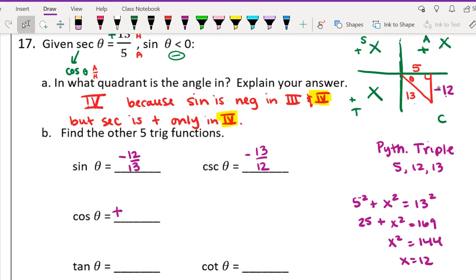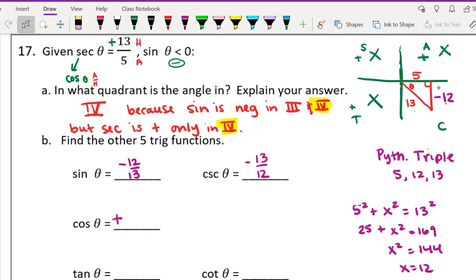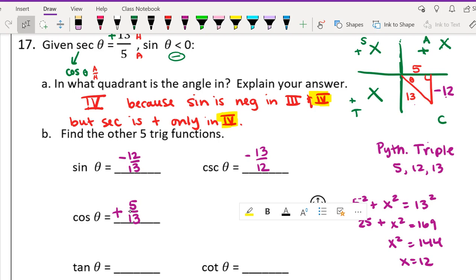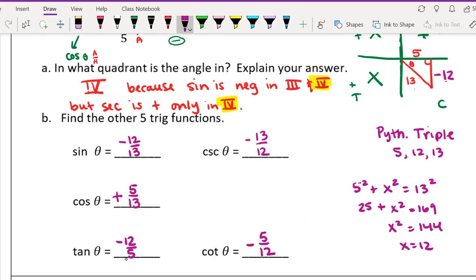So the cosine is the reciprocal of secant. Secant is 13 over 5, so cosine is 5 over 13. Tangent is opposite over adjacent, so negative 12 over 5, and the reciprocal is cotangent, negative 5 over 12. Okay.